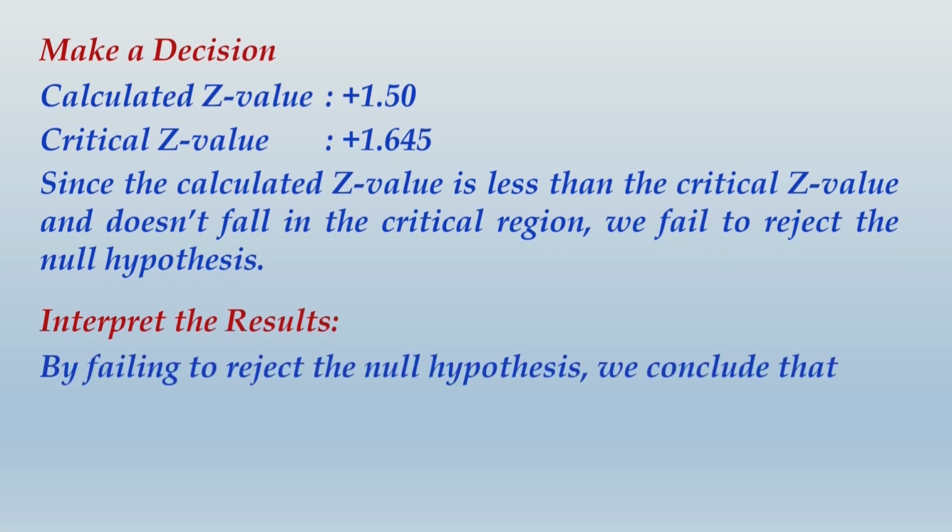Interpret the results. By failing to reject the null hypothesis, we conclude that H0, mu less than or equal to 50. Indirectly, we will have to accept the null hypothesis. So, write up this last part of the solution and then we move to the next example.